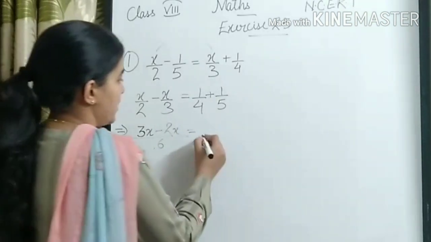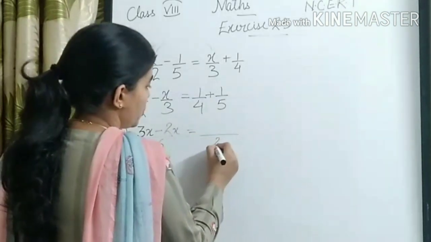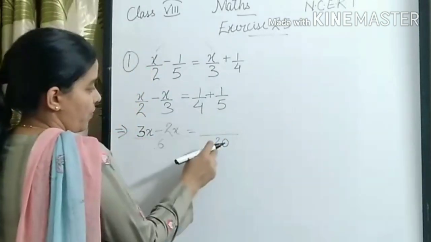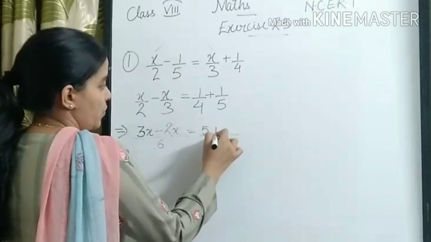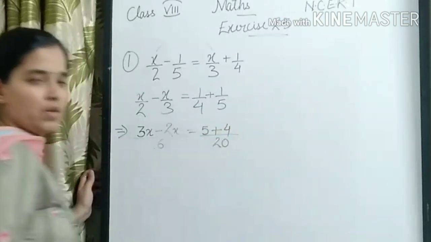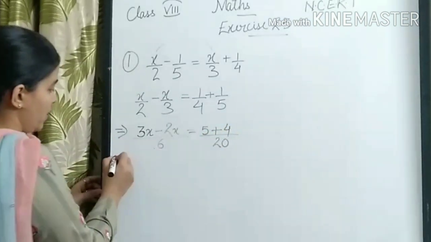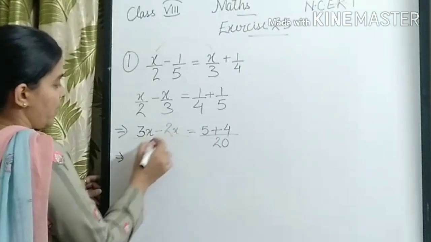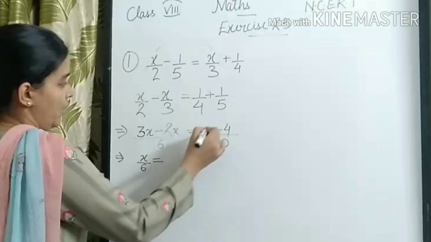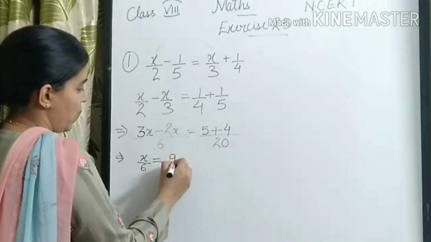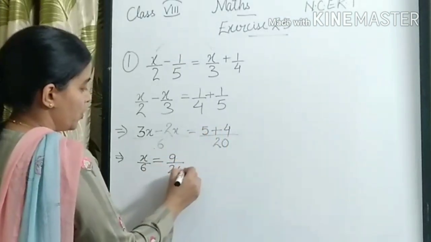also we will take the LCM. The LCM will be 20. Now 4 5s are 20, 1 5s are 5, 5 4s are 20, 1 4s are 4. So this way we will do. Now 3x minus 2x will be x upon 6, and on this side 5 plus 4, 9 upon 20.